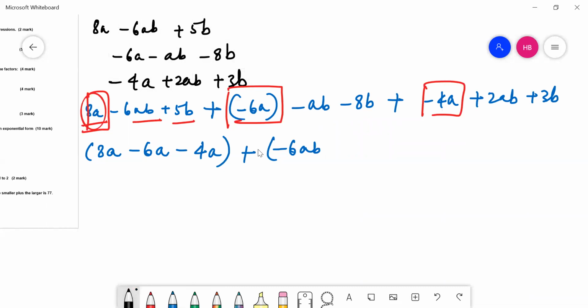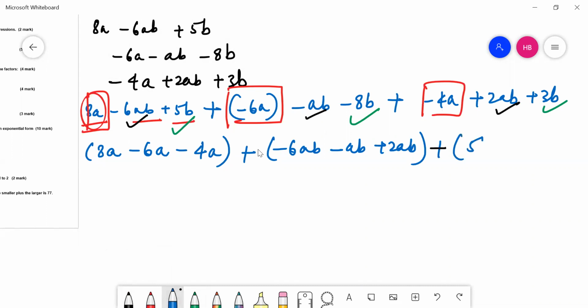Now let me find all the terms which have ab as the variable part: minus 6ab, minus ab and 2ab. So I'm going to group them together: minus 6ab minus ab plus 2ab. Now I'm going to group the b terms together: 5b minus 8b and plus 3b. They all are like terms since b is the variable part. So once I group them together, it would be 5b minus 8b plus 3b. Correct? Now I'm just going to take the coefficients together and do the operations.